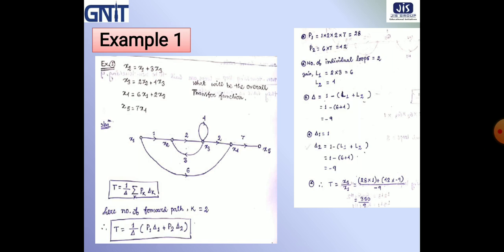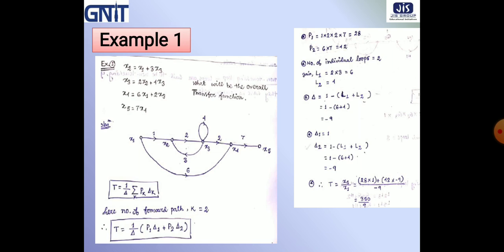the transmittance of path 1. This is our path 1. So the transmittance of path 1, we have to multiply 1, 2, 2 and 7. We have to multiply 1, 2, 2 and 7, so we get 28. So this is our P1. And P2 is the transmittance of path 2. So this is our path 2, and the transmittance of path 2 is 6 and 7. So we have to multiply, and that will come 42.